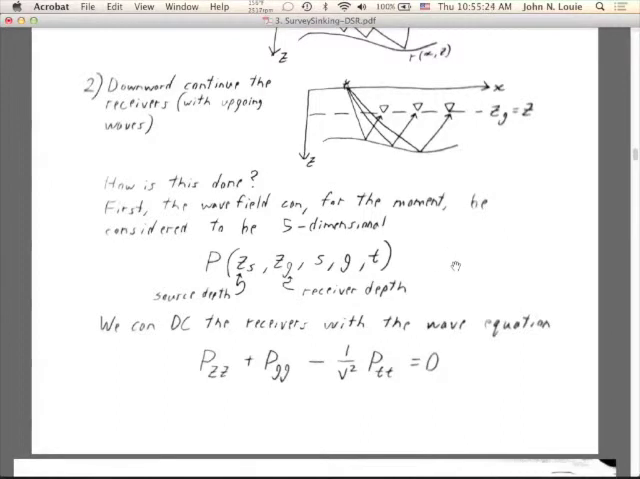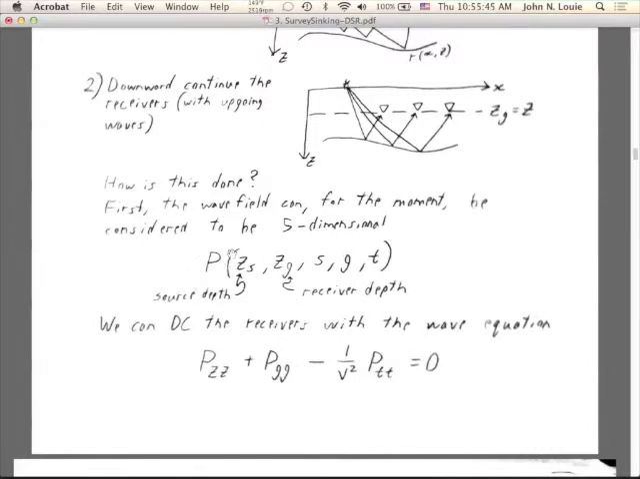Okay, and how do we do that? Well, let's go back to the methods we studied in 706. First, we have to update our 706 theory for the wave fields that we have now.